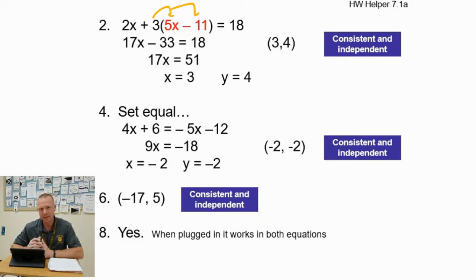Look at number 4. It's really a substitution problem, but if you're just substituting y for y, your equations are now equal. And you can go ahead and solve those for a pair of negative 2's.